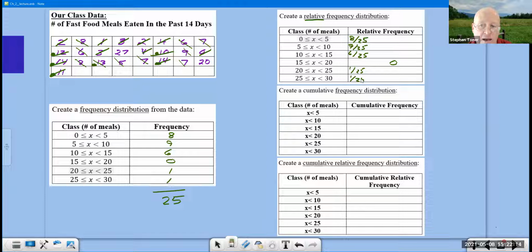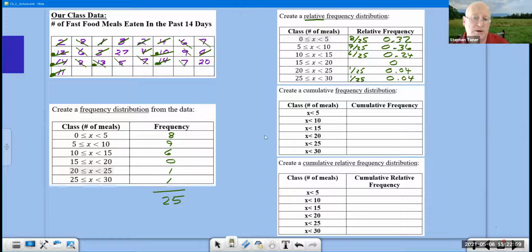Now, I'm okay with fractions, but technically we usually go with decimals. And since 25 goes into 100 4 times, I know I can go 4 times 8 is 32 and go 0.32. 4 times 9 is 36. That's going to be 36%. And by the way, you could divide these out longhand. 4 times 6 is 24, 0.24. And the last two should each be 0.04. 4% of the time in each of those categories, we got a response telling us we have this many meals out in the last 14 days.